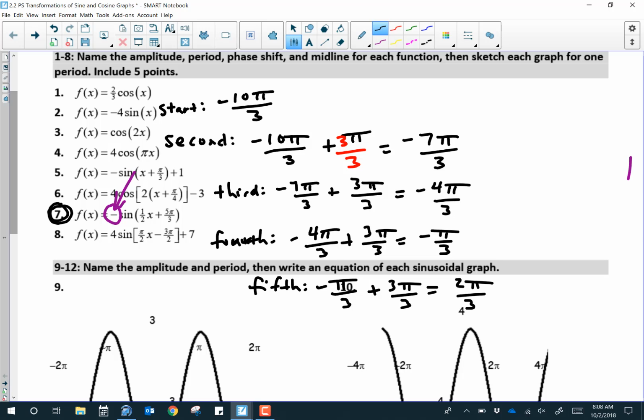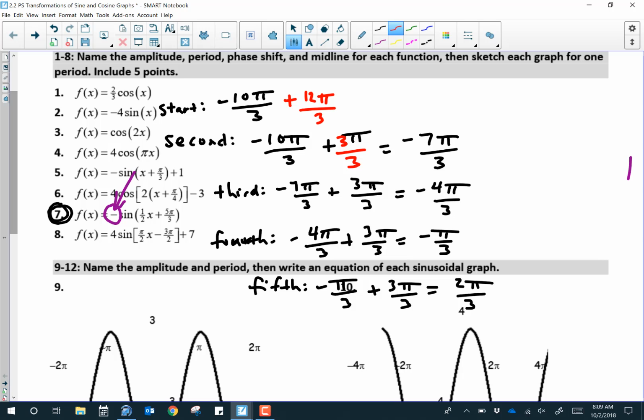Is that like good to check? Or wait. Yeah, and so you could also check if I went back and added a full period to negative 10 pi over 3. Right? The full period was 4 pi. So if I start at negative 10 pi over 3 and I add 4 pi, you should get to 2 pi over 3. So 4 pi over 3 in thirds is what, 12 pi over 3?